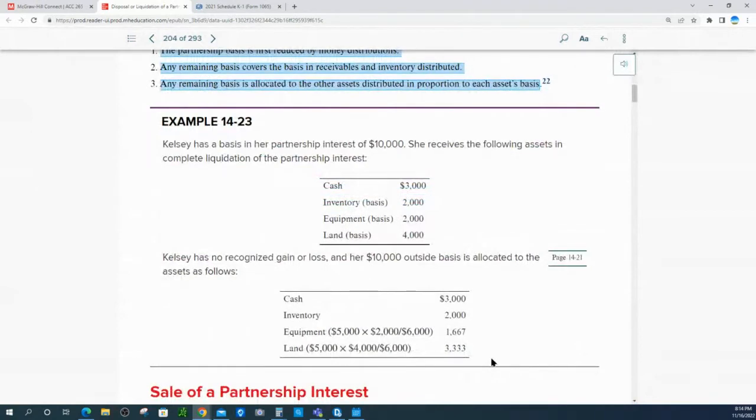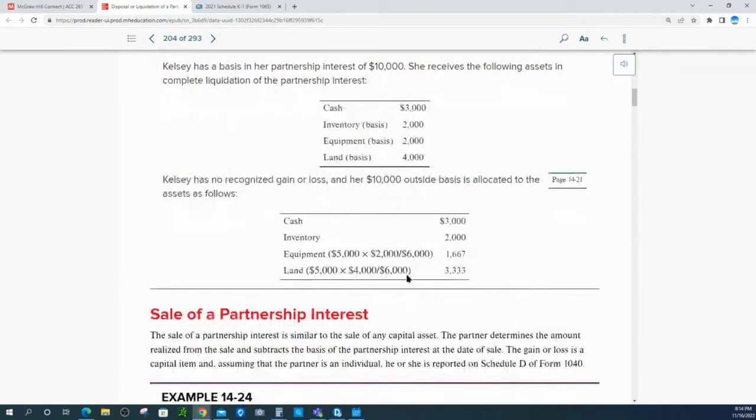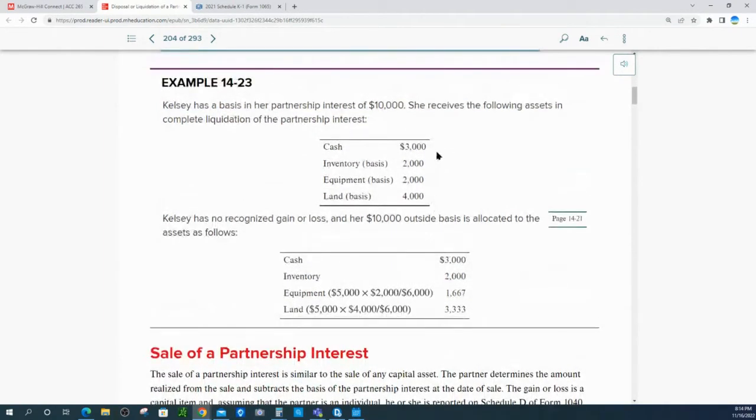Okay, so Kelsey has a basis in her partnership interest of $10,000. She receives the following assets: $3,000 cash, $2,000 inventory, $2,000 equipment, and $4,000 land. What they do is allocate the assets based on proportion. So cash and inventory are 5, and with the equipment, 7, and the land, $11,000. So she's $1,000 short.